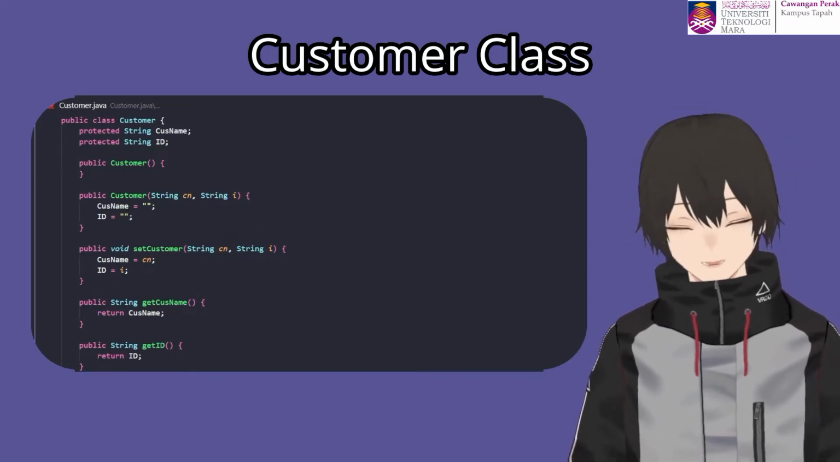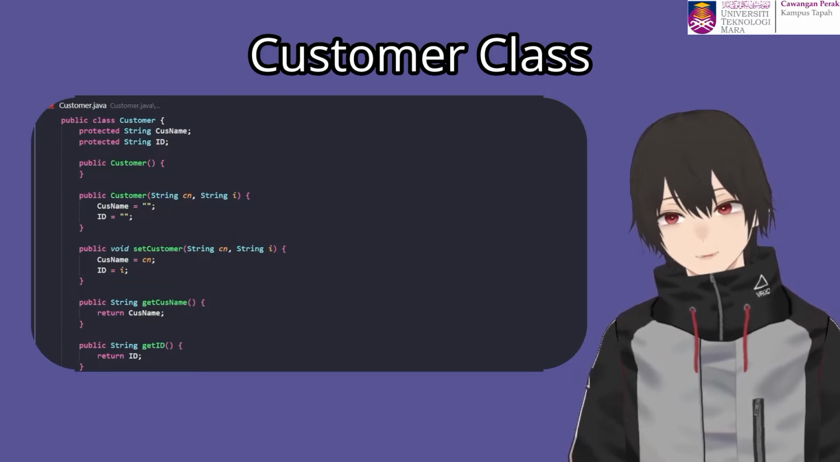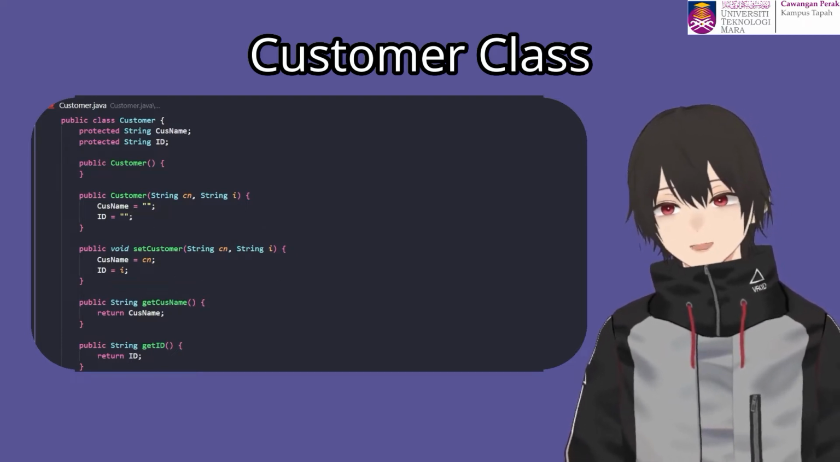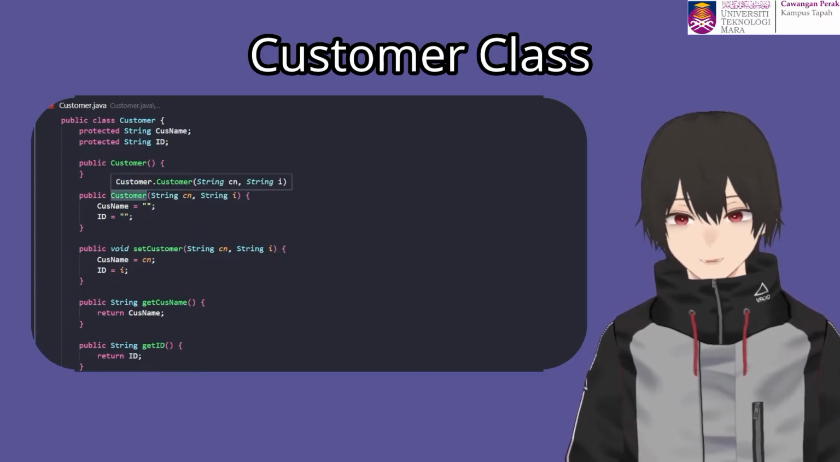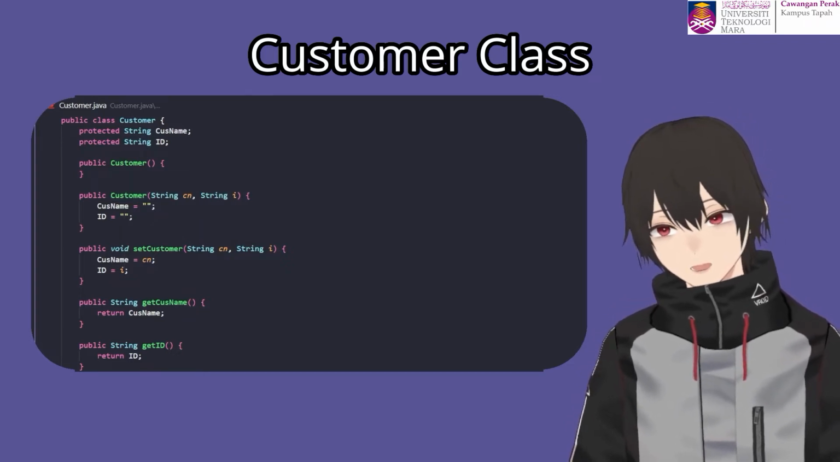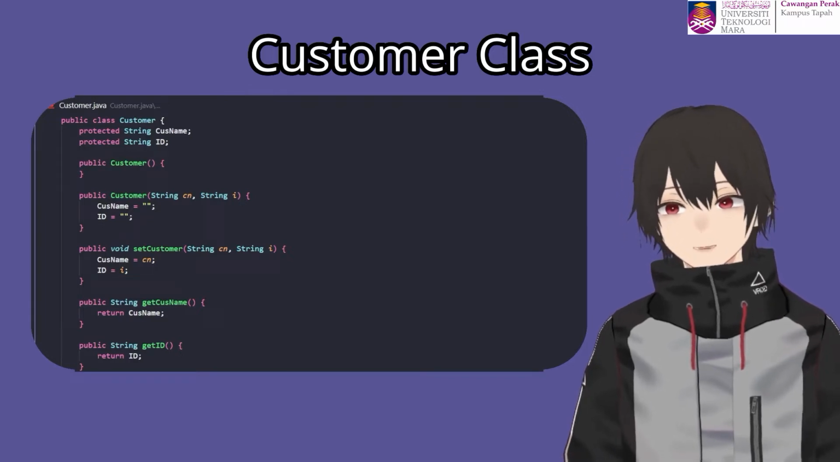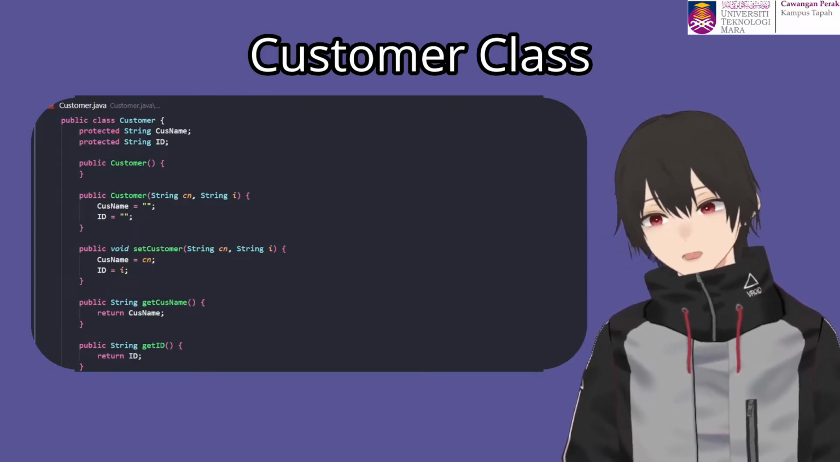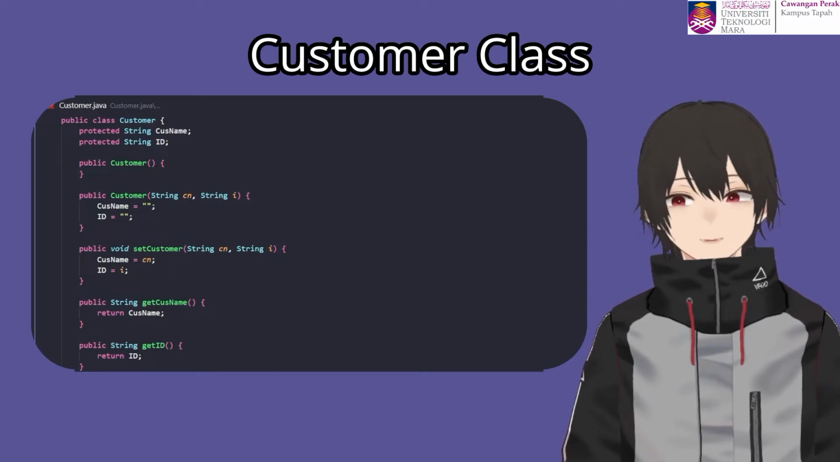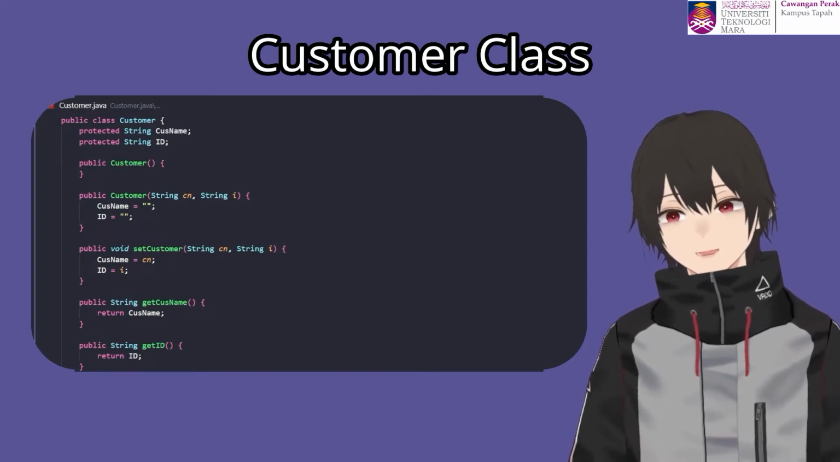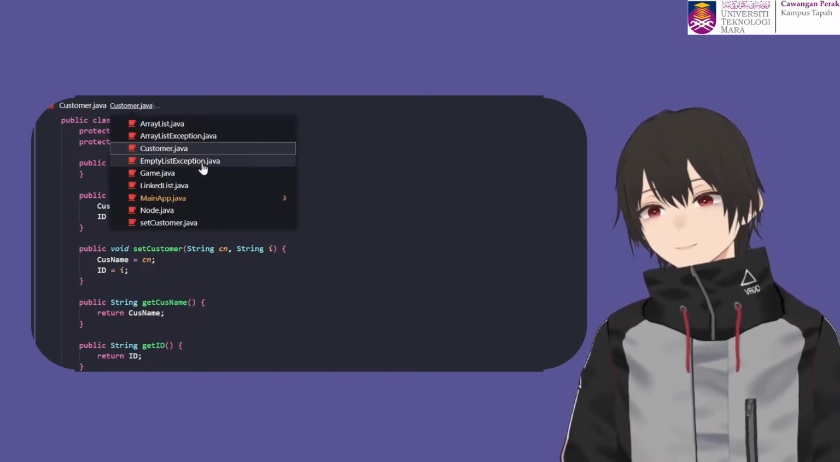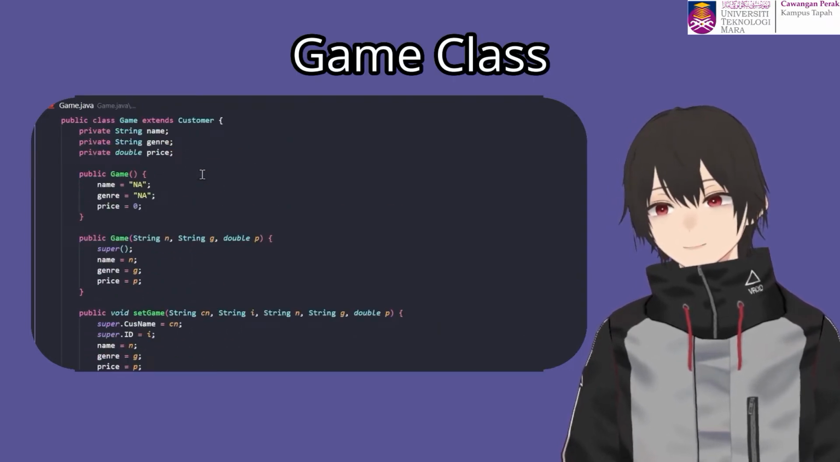Then I created the customer class that will act as the superclass for the game class that will be created later. In this class, only two variables of data can be stored, that is the customer name and customer ID. After that, there is a default constructor, a normal constructor, the setters and getters, and a toString method that will show the customer ID and customer name.